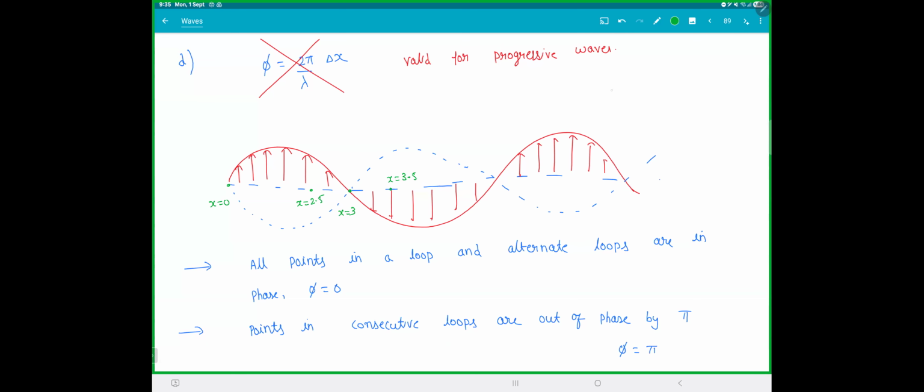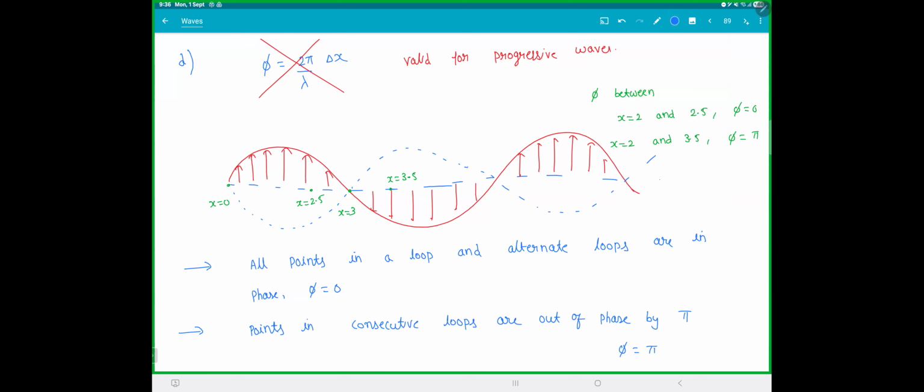So therefore, phase between x is equal to 2 and 2.5, they're in the same loop. Phase is 0. x is equal to 2 and x is equal to 3.5, they're in opposite loops. Phase is pi. This is one major mistake people do. So be careful with that. You cannot use that formula here. This is not a progressive wave.